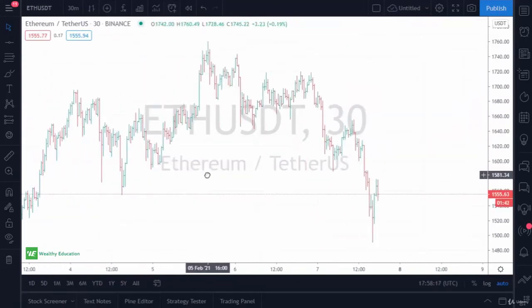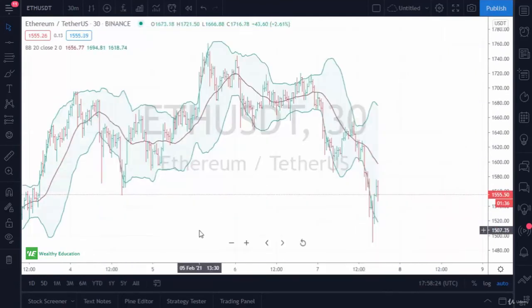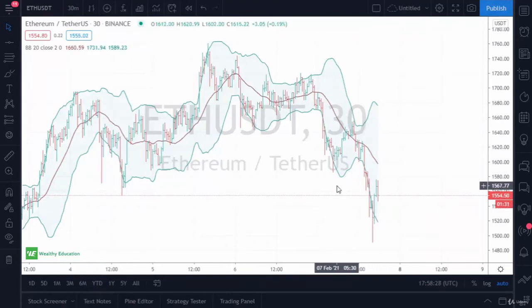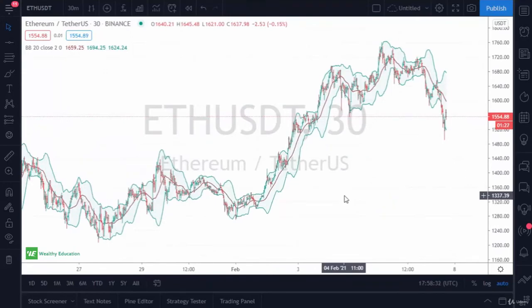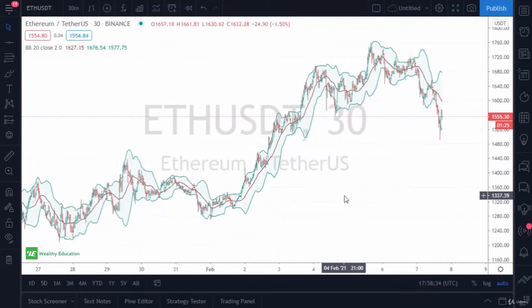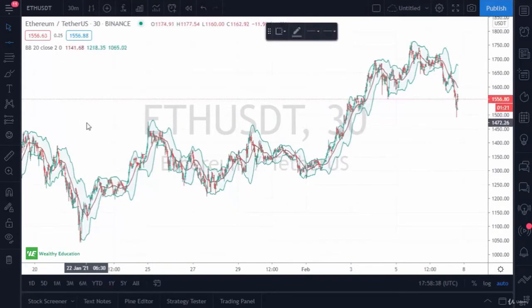So Ethereum, we'll add the Bollinger Bands to this as well. Notice how wide it has gotten after squeezing. That tells you that volatility is picking up.